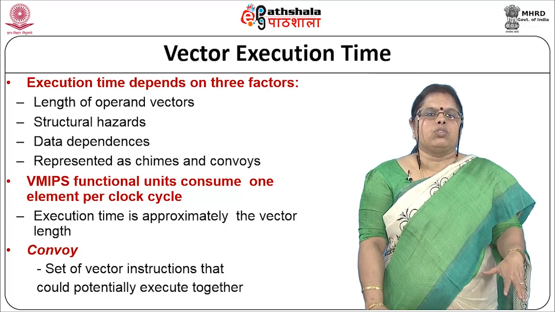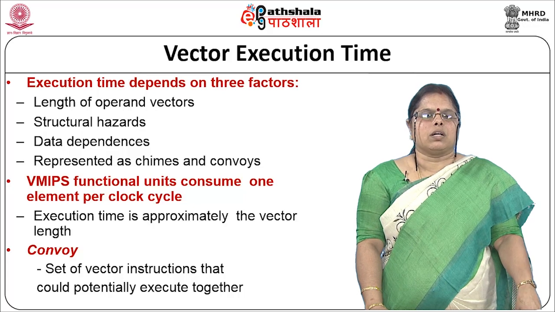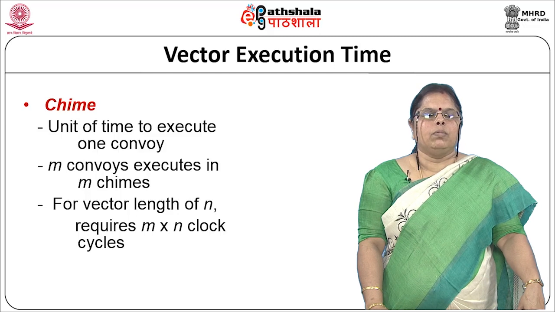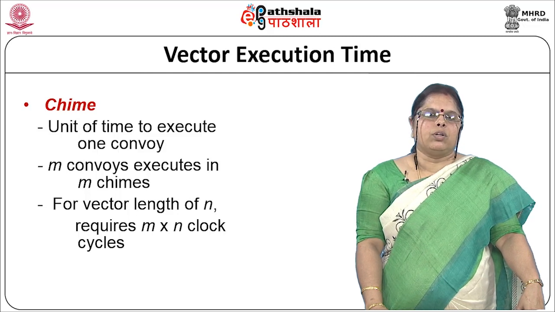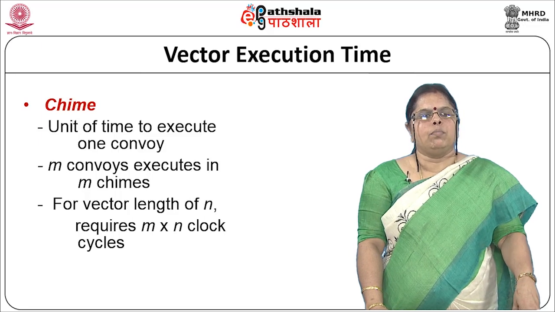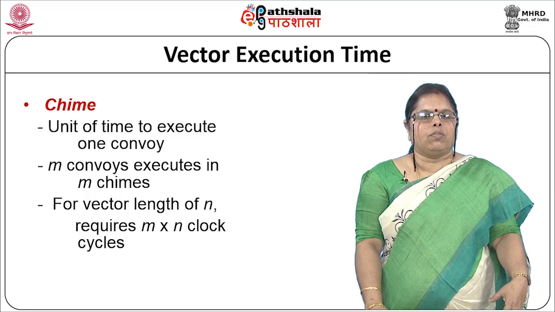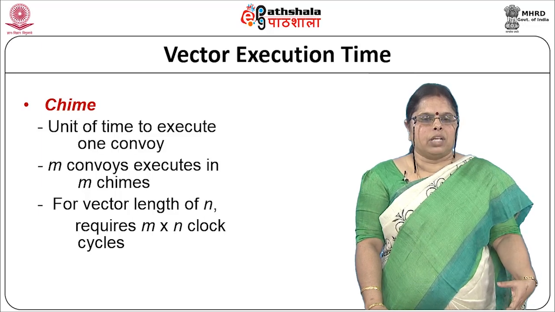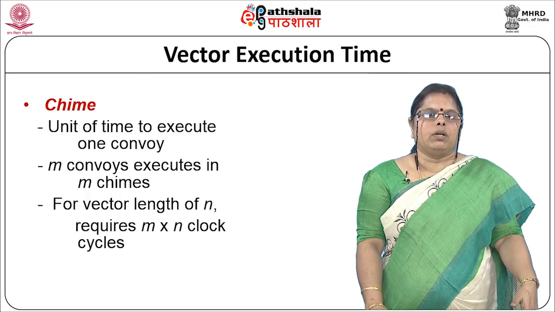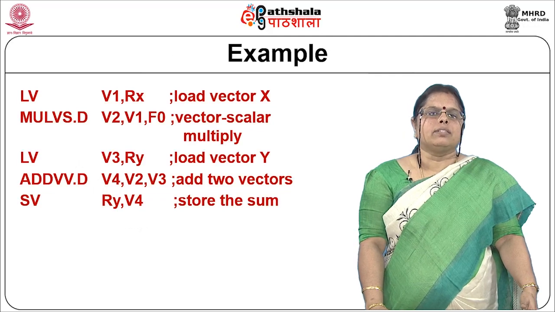And we define what is called a convoy here. A convoy is a set of vector instructions that could potentially execute together. And a chime is the unit of time that is required to execute one convoy. So, if M convoys execute in M chimes, and if you assume a vector length of n, the entire program requires M times n clock cycles. So, look at an example here.